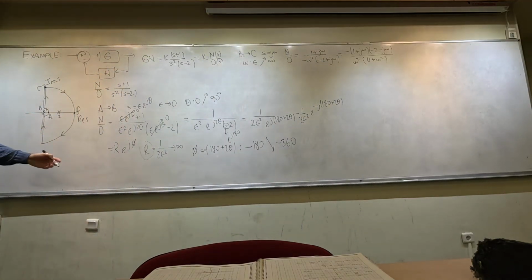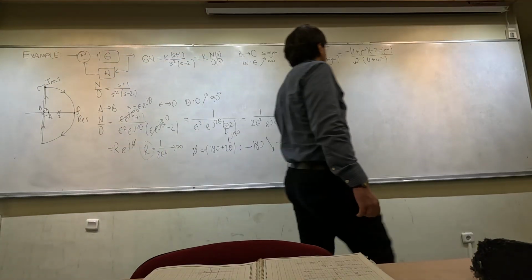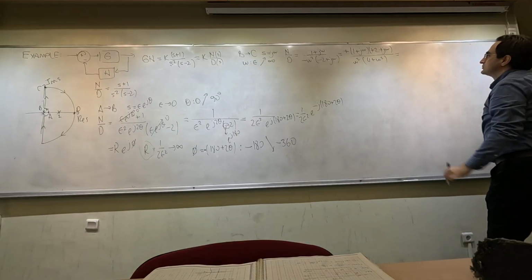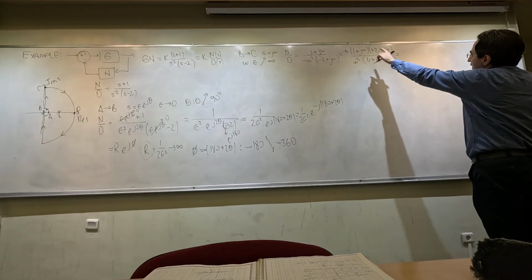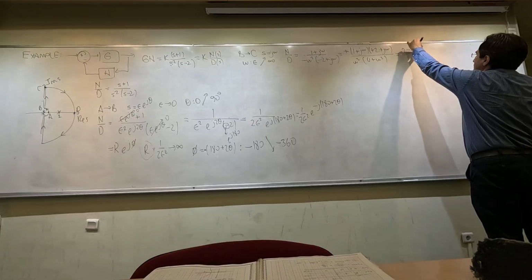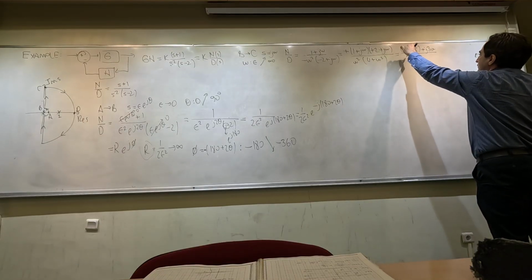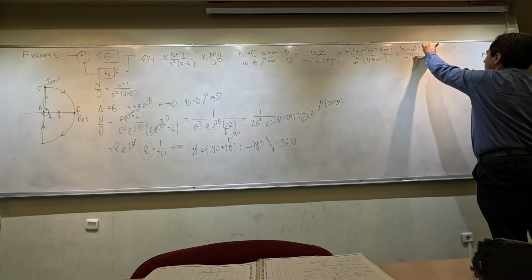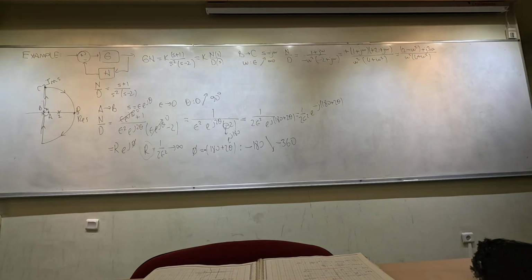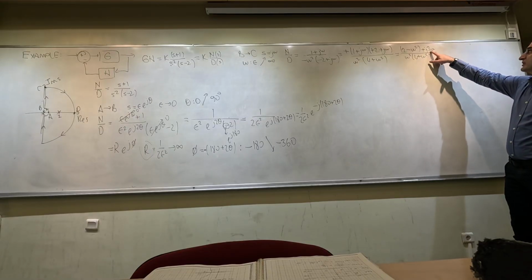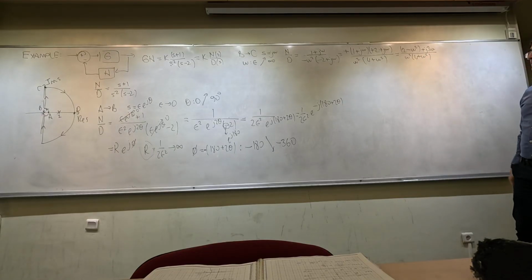So here I'm going to continue processing this thing. Let me cancel these minus signs. So I have 2 plus j omega here. And I can look at the real part, which is going to be 2 minus omega squared, plus j 3 omega, divided by 4 plus omega squared. Now I can clearly see the real part and the imaginary part of this quantity. The real part is 2 minus omega squared divided by this denominator. The imaginary part is 3 omega divided by this denominator.